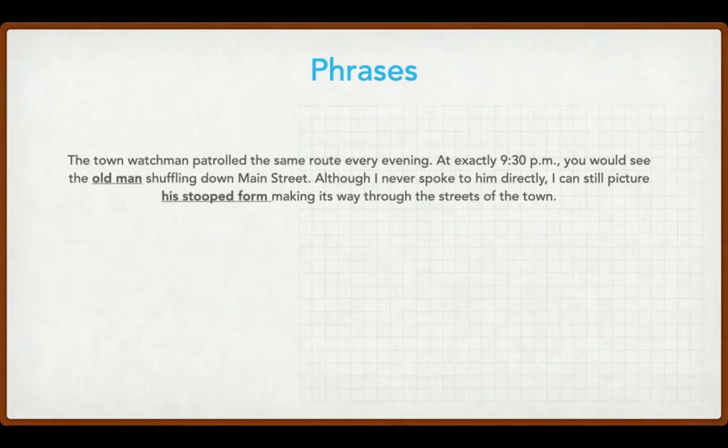In this paragraph, the noun watchman is replaced with the phrases old man and his stooped form. These phrases serve two purposes. First, they reduce the repetitive use of watchman, and then secondly, they paint a vivid and memorable picture, or they add detail about what happened in the story. Now, be cautious when adding phrases to your writing.